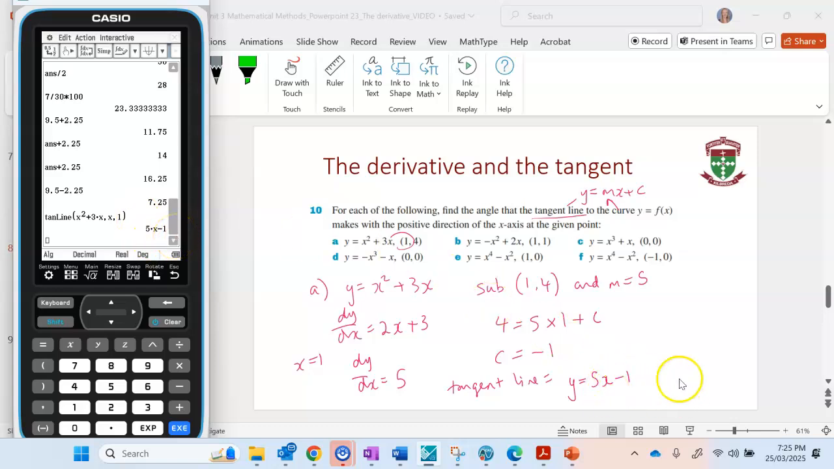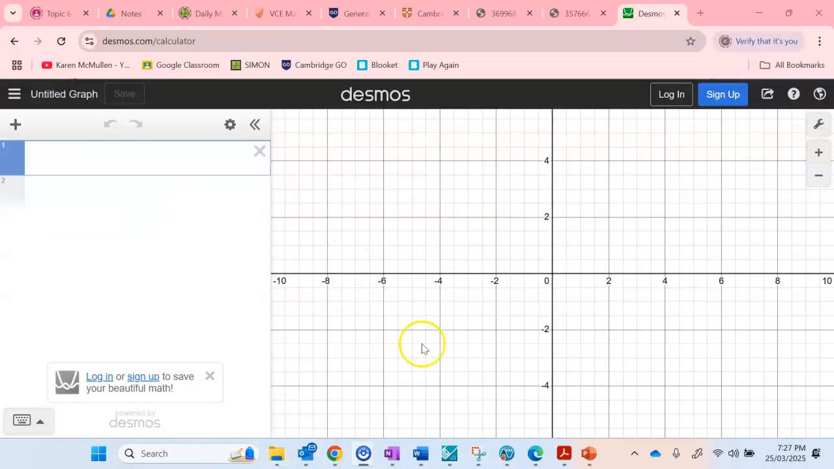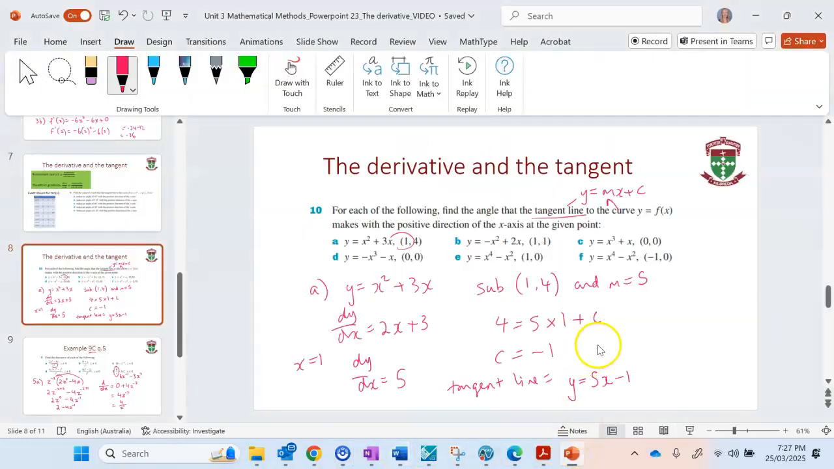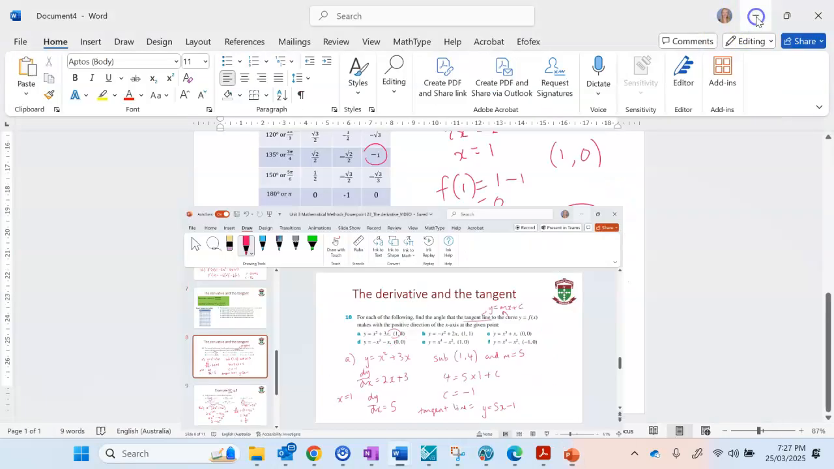We didn't have to calculate the tangent line for this one, but I just thought I would show you what it's actually asking. If you're thinking from the previous question, what was the point of all that? I'll show you this time with a graph. So let's go on to Desmos. We can put in our original function, x squared plus 3x.